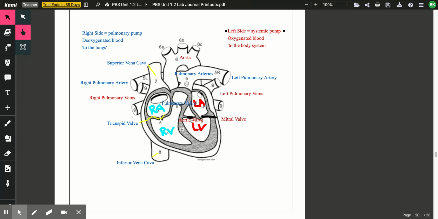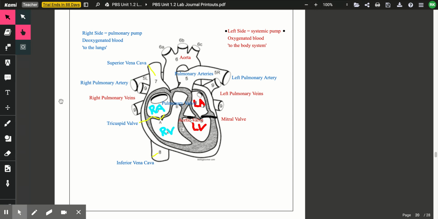It travels through the pulmonary arteries. So this structure right here, represented with the number 5, is the pulmonary arteries. It's arteries because it branches out into two arteries, the left artery and then the right artery, the left and right pulmonary arteries, because it goes into the left lung, and then this side goes into the right lung.